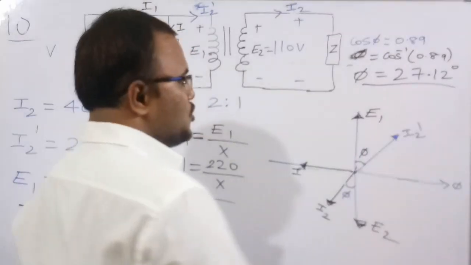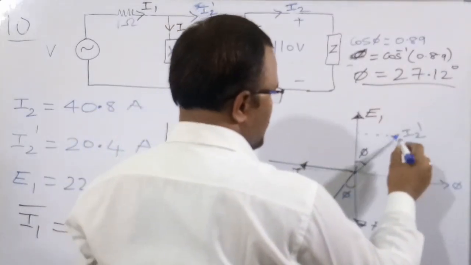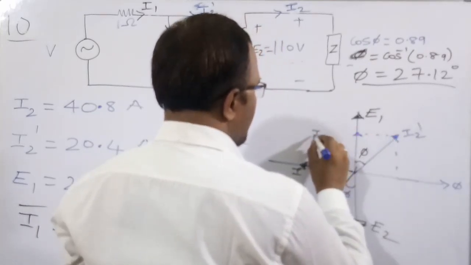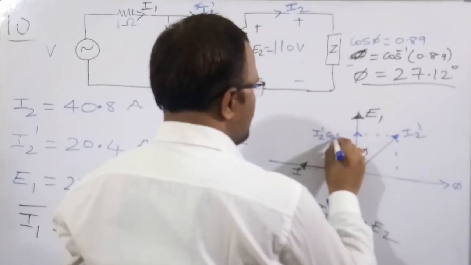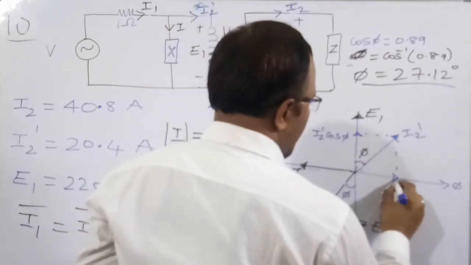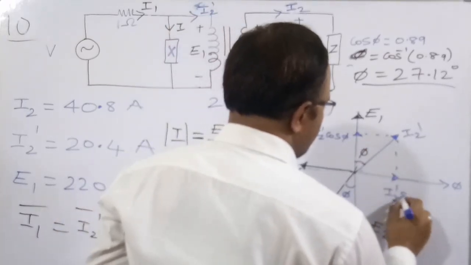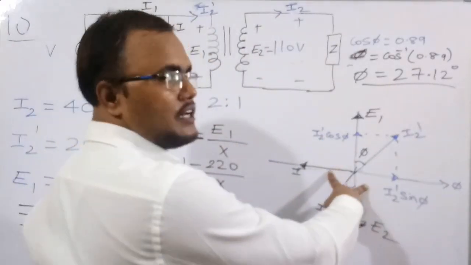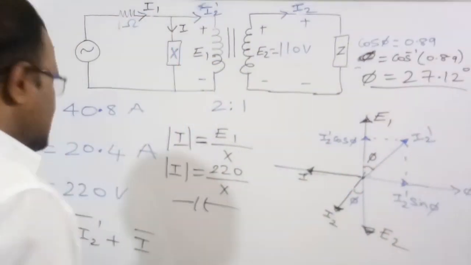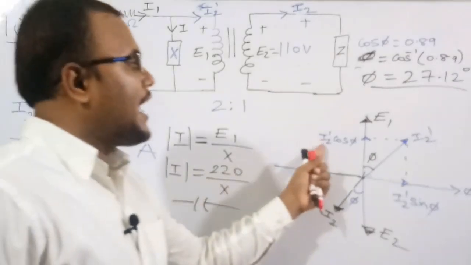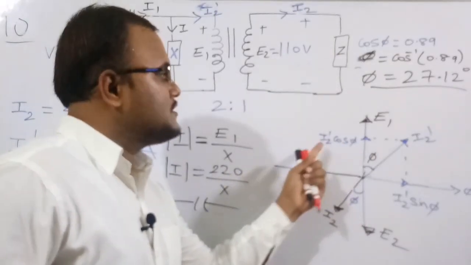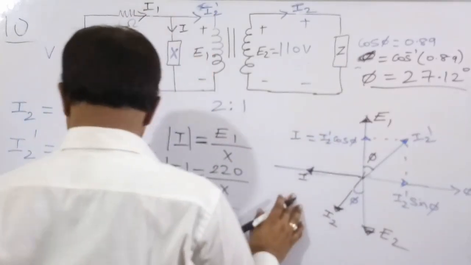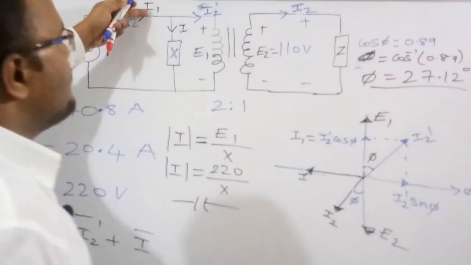Now I am going to do the components here. See carefully here. Now it will become I2 dash cos phi, and this will become I2 dash sin phi. So when these two components are equal, the net current is equal to I1, which is equal to I2 cos phi. So this will be the net current, I1 is the net current.